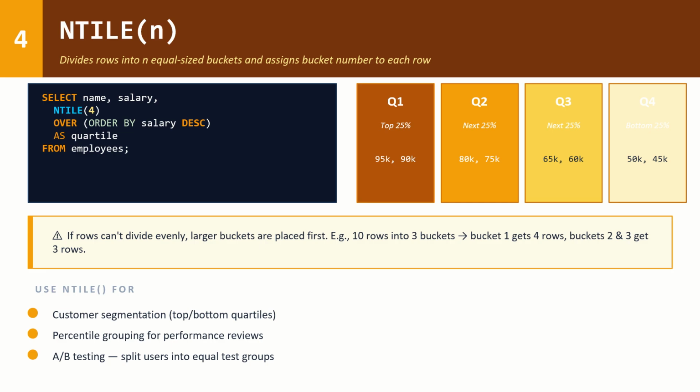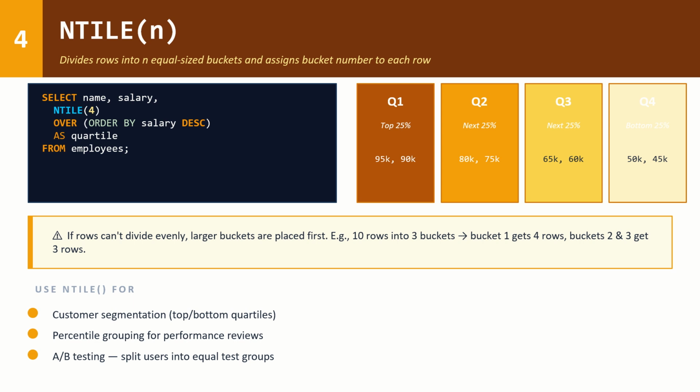Now NTILE, it is completely different from others. Instead of ranking individual rows, it divides your entire result set into n equal sized buckets and tells each row which bucket it belongs to. So in this example, we are using NTILE of 4. NTILE of 4 means it will create 4 quartiles. The highest earner falls into bucket 1, the next group into bucket 2, and so on. You will get more clarity when I illustrate using one example.